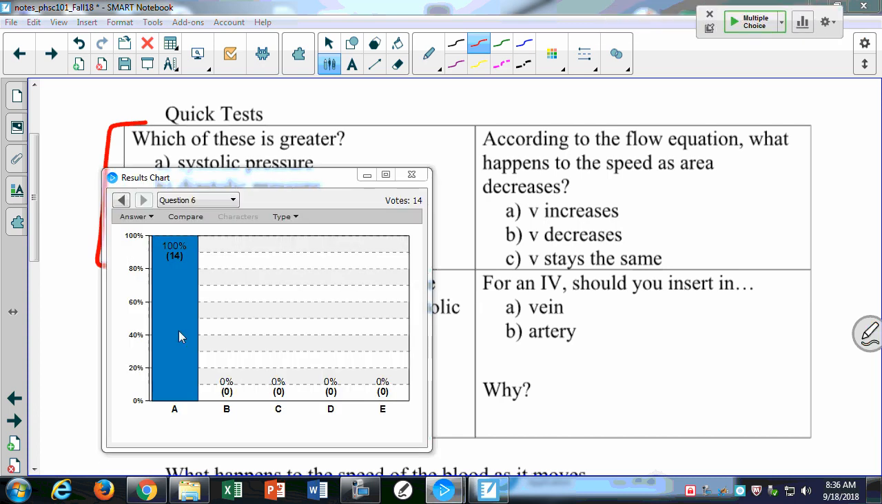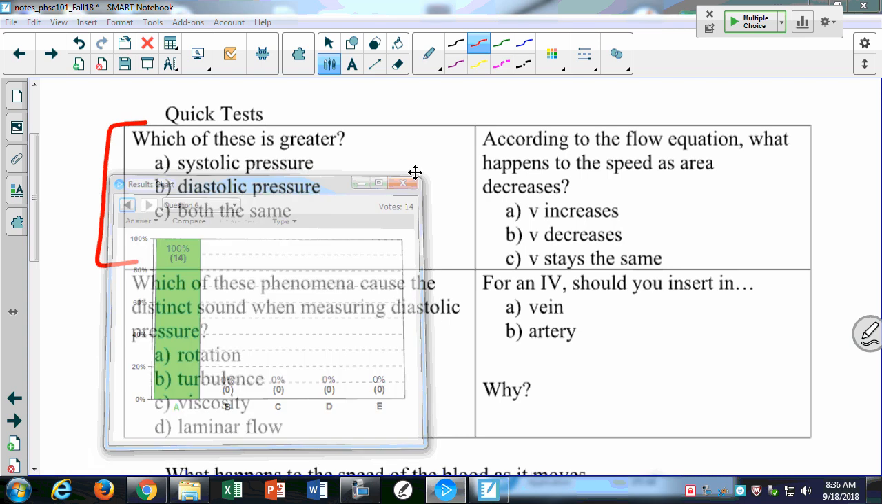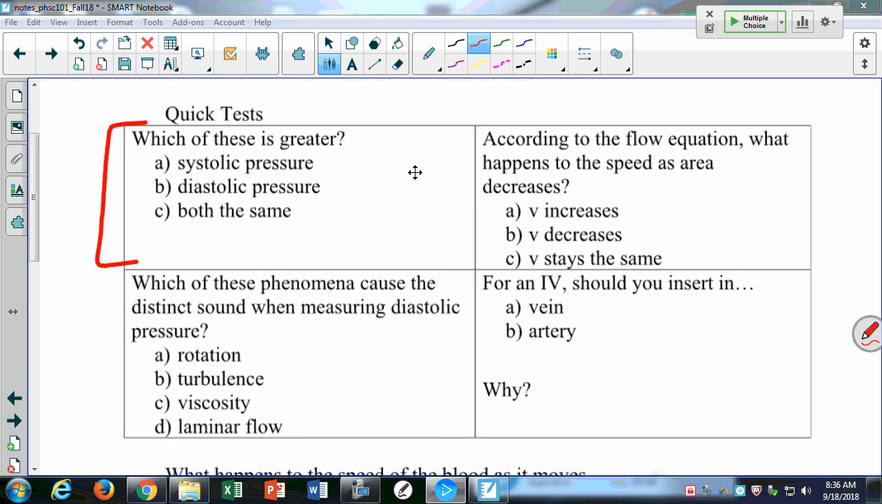All right, look at y'all, that's right. Systolic pressure is the greater. That's when we contract. That's what systolic means. And diastolic means a drawing apart. That's when the heart gets bigger and that pressure drops.